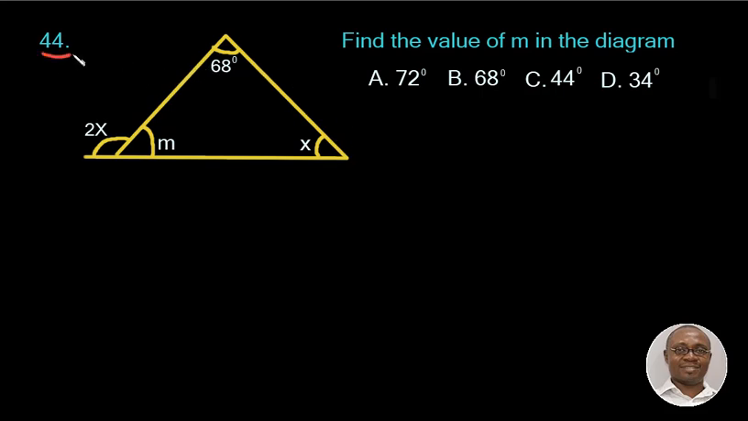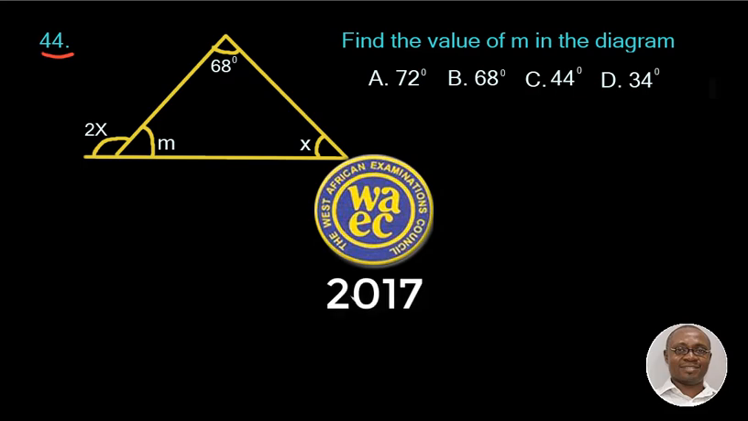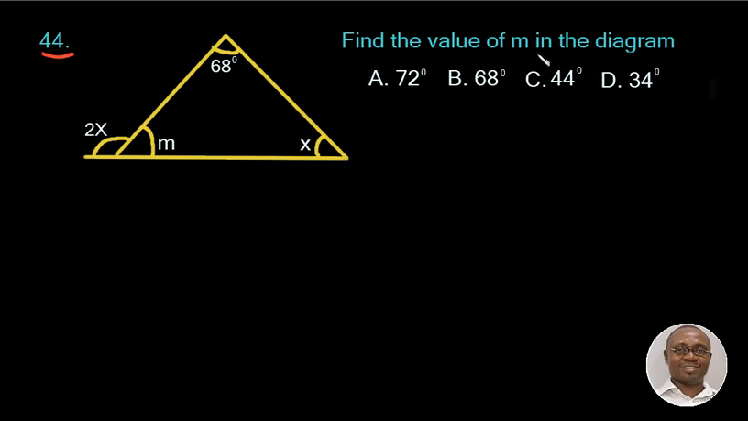This is question 44 of the WAEC 2017. Find the value of m in the diagram. We're talking about this angle, okay? Remember that the addition of the two interior opposite angles, that is this and this, x plus 68, is equal to the exterior angle, which is 2x. So this is equal to 2x.